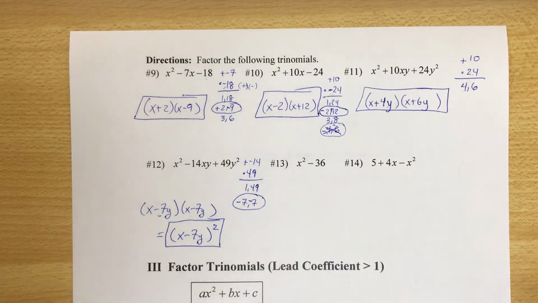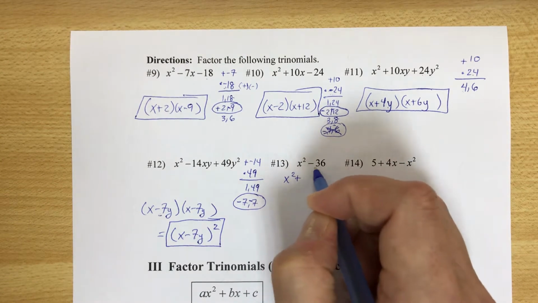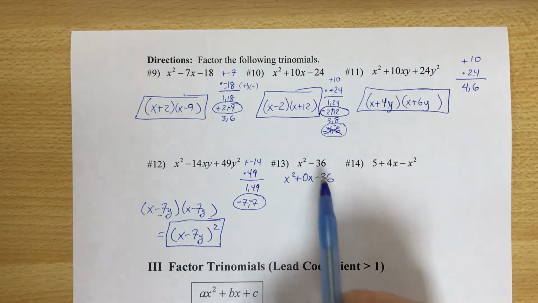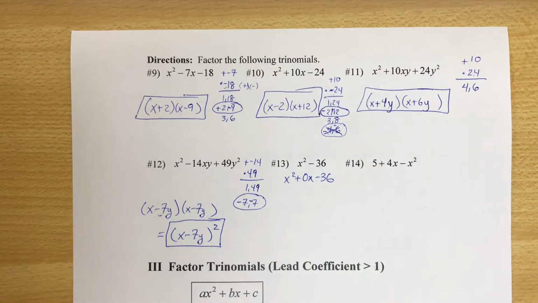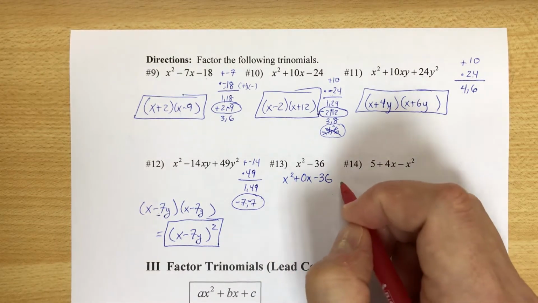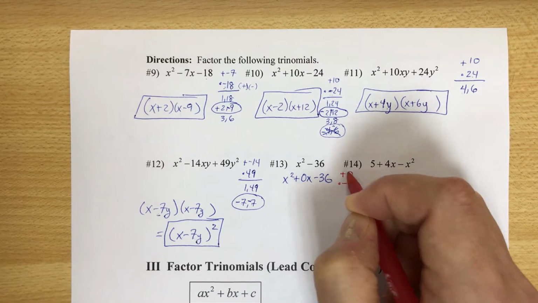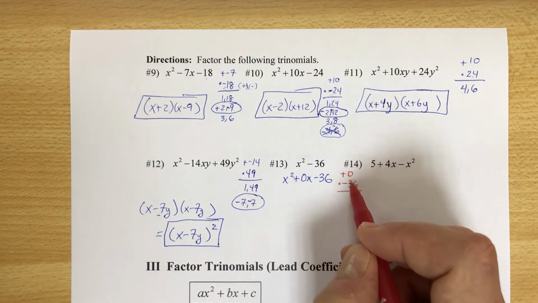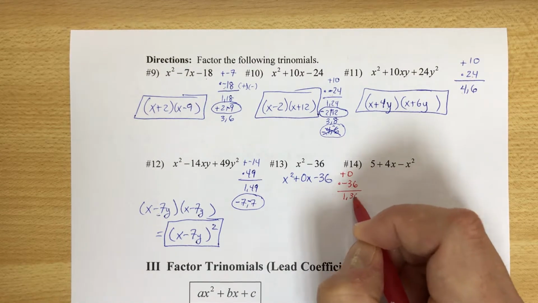Number 13, you're going to say, whoa, that looks a little different. We are missing the middle term. I'm going to write that as 0x, okay, because 0 times anything is 0. So we don't have the middle term, but this is going to be the same process. You're thinking, what multiplies to negative 36 and adds up to 0? Now to add up to 0, the two factors have to be opposites of each other.